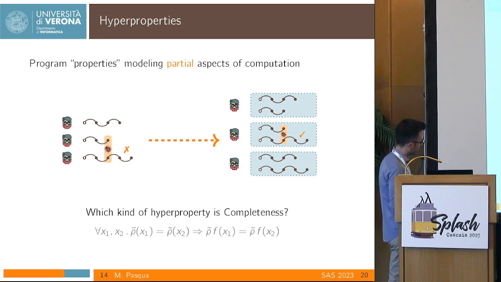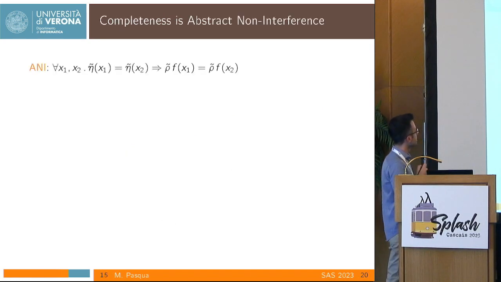But which kind of hyperproperty is completeness? Indeed, here we have a very common pattern if you work in language-based security, and this is indeed non-interference. So this is okay. We have two different domains in input and output. But you can replace eta with rho, and everything works.